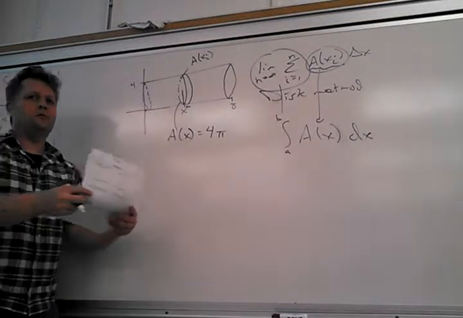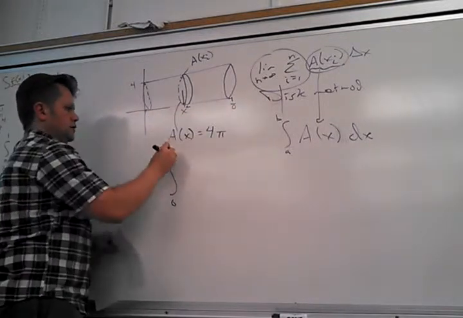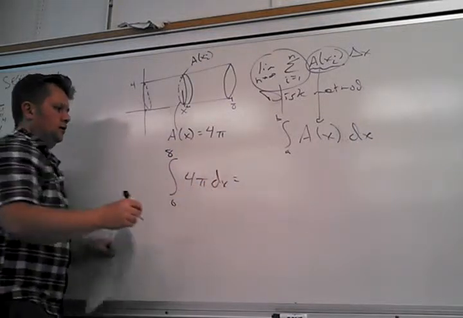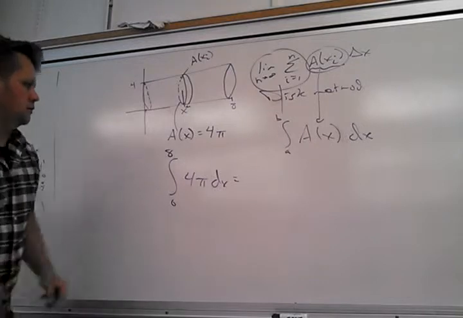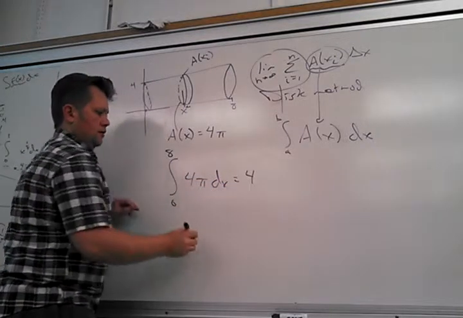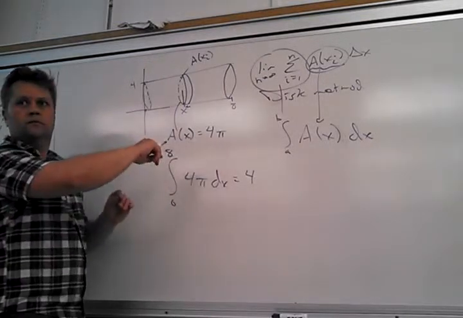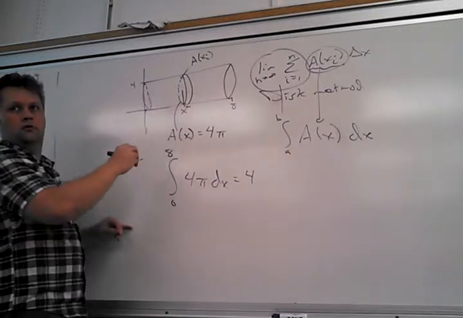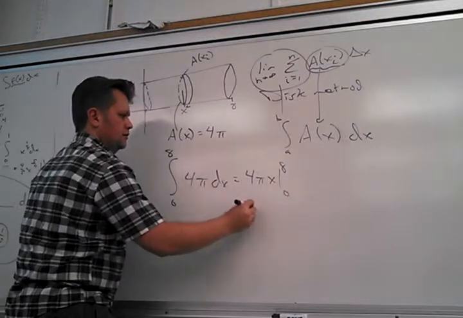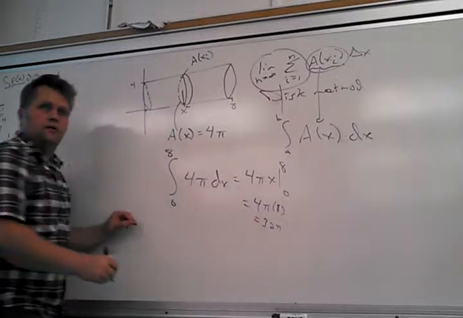Okay, so for this problem, that integral will look like 0 to 8. Area is 4 pi each time, dx. What's the integral of 4 pi? Yeah, that's where the 4 came from. Right, the radius is 2. So 4 pi x from 0 to 8. So this would be 4 pi times 8, 32 pi.